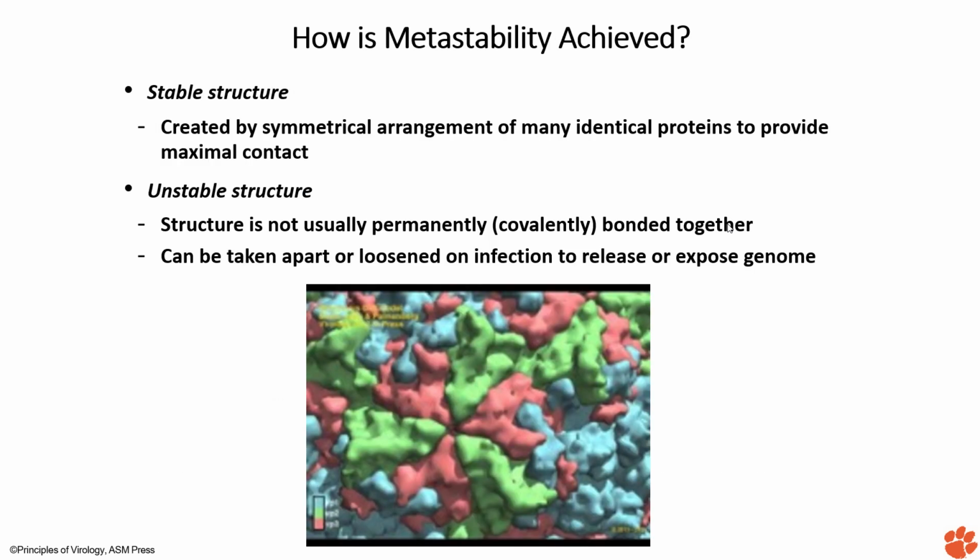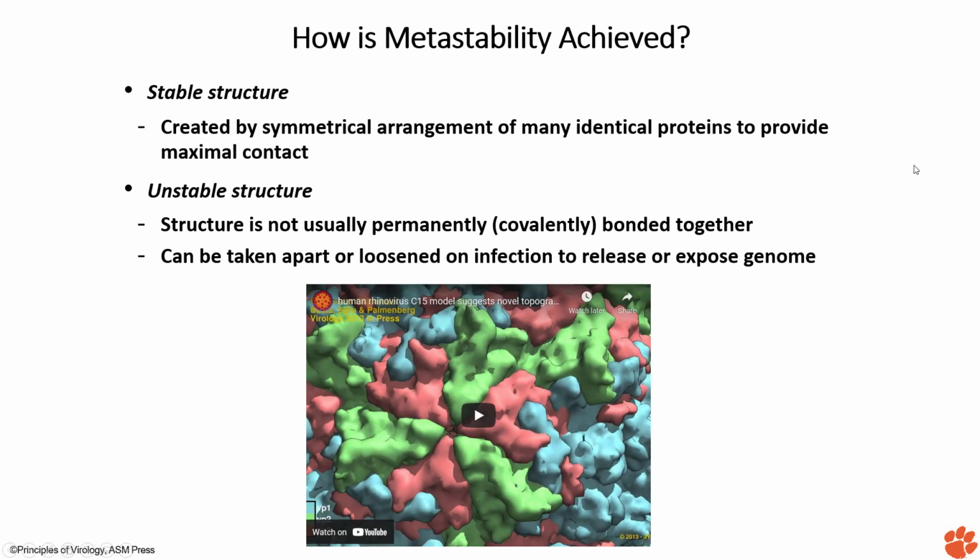So here, the metastability is achieved by the symmetrical arrangement of many identical proteins to provide the maximal contact. And what we mean by the maximal contact, and we're going to define all these terms, is that these protein subunits are really interacting head to head, tail to tail. So that interaction is very important. But here there are also identical proteins to provide the maximal contact.